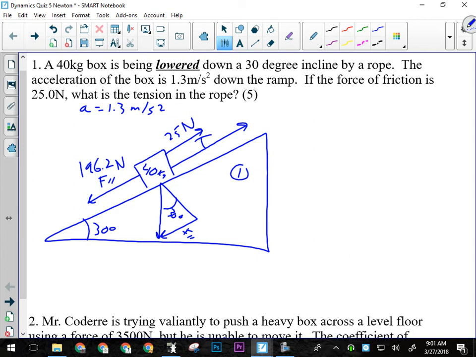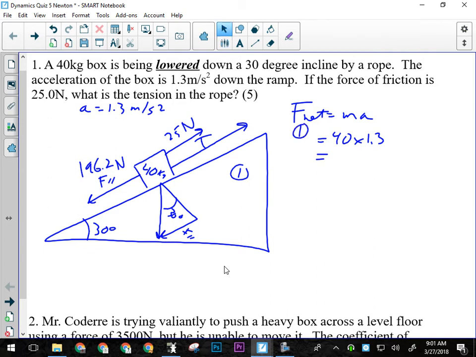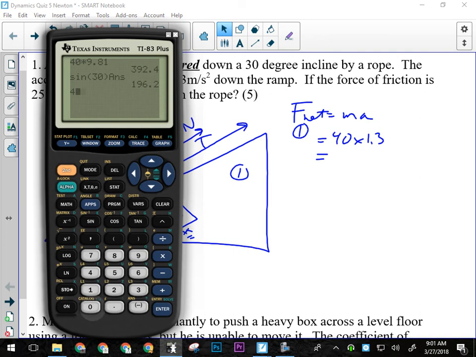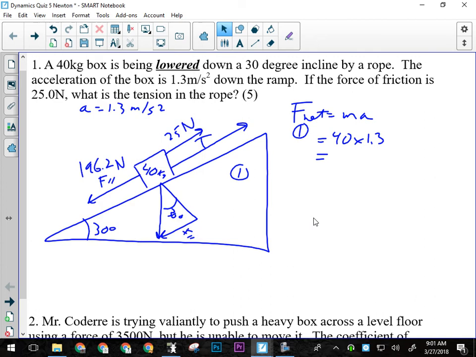I can calculate my net force right now by going m times a, because they told me the acceleration and I know the mass. So that'll be my next step here, 40 kilograms times 1.3 meters per second squared. They'll get a mark for that step as well. So our net force is 52 newtons down the ramp. I'm going to make down the ramp negative. Everybody all right with that so far?